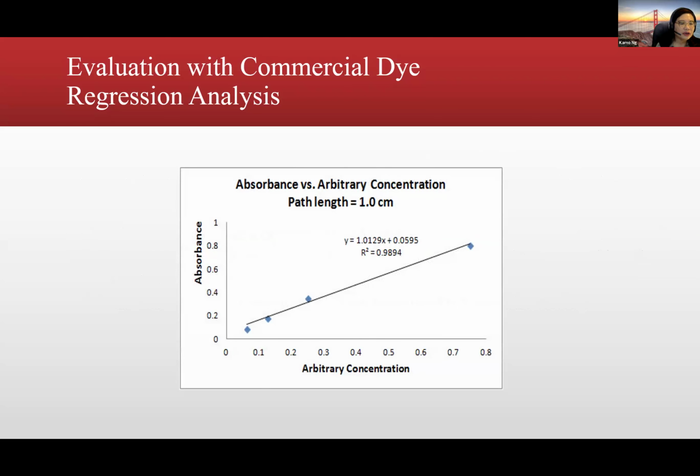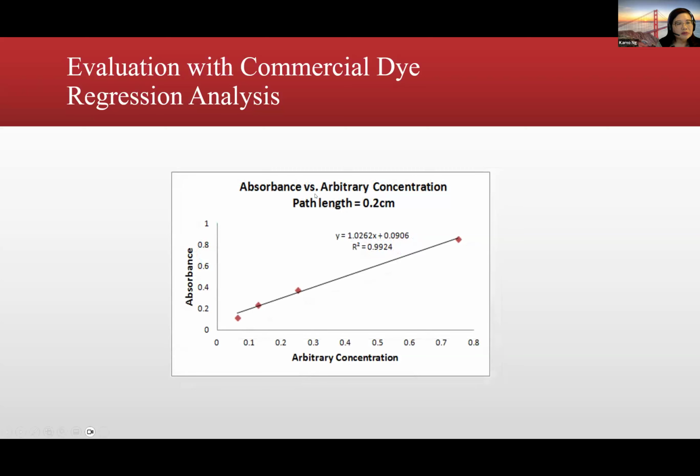So here's the calibration curve. When we're plotting the concentration versus the absorbance, as you can see, it has pretty good linearity. The R square is 0.9894. Just to let you know, if it's a perfect linear relationship, the linear regression R square value would be 1.0. So this is very close. If we use a smaller cuvette, the path length is 0.2 centimeter, the linear regression is also very good. So it shows that both path lengths of 1 centimeter and 0.2 centimeter are giving us a very good linear relationship.